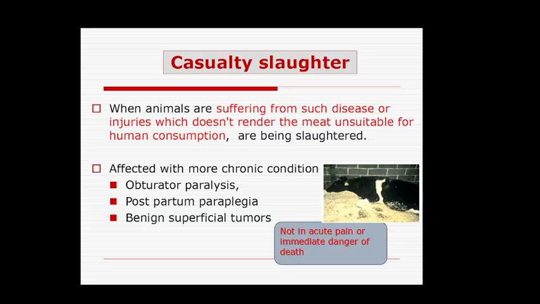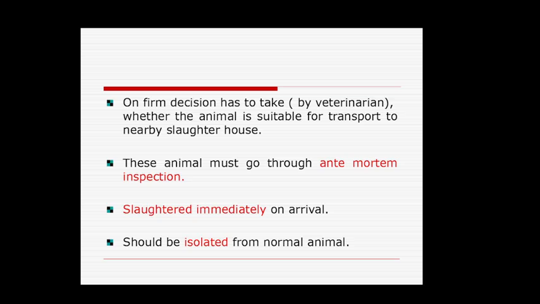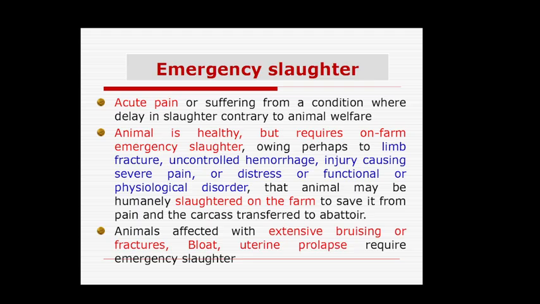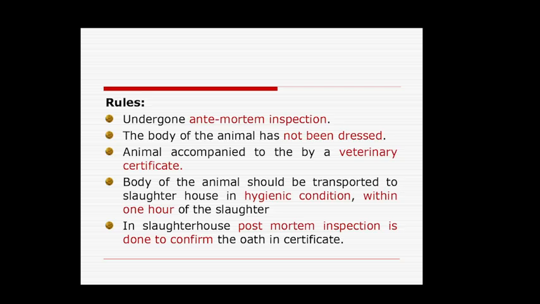Animals suffering from diseases which do not render the meat unsuitable for human consumption may be slaughtered. This applies with chronic conditions such as obturator paralysis, postpartum paraplegia, and benign superficial tumors. Then animals should be slaughtered immediately if they are in an emergency, for example acute pain, or they are slaughtered humanely on the farm, for example excessive bruising, fractures, bloat, uterine prolapse. These conditions require emergency slaughter.